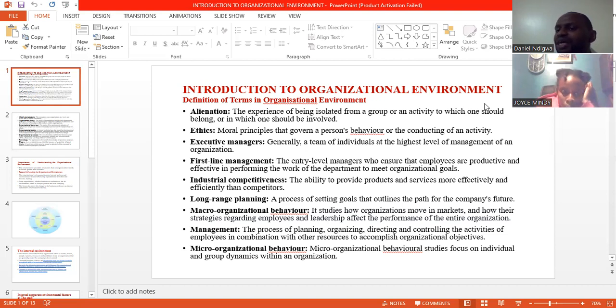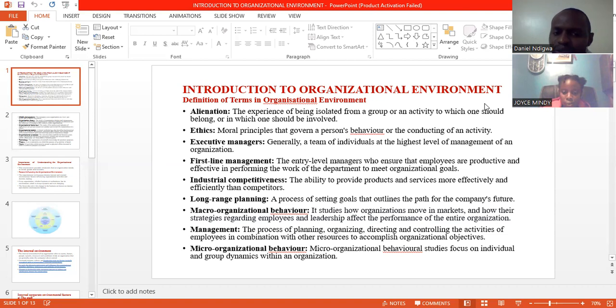In the event you make a decision, you have to consult your first line manager to help you make that decision. Then we have industrial competitiveness. This is the ability to provide products and services more effectively and efficiently than competitors. Remember, in the space of the business, you are not alone. Every time you want to be better than your competitor. And that is why you normally do benchmarking, so that you try to copy the best in the industry. So industrial competitiveness allows you to have a better ability than your competitor.